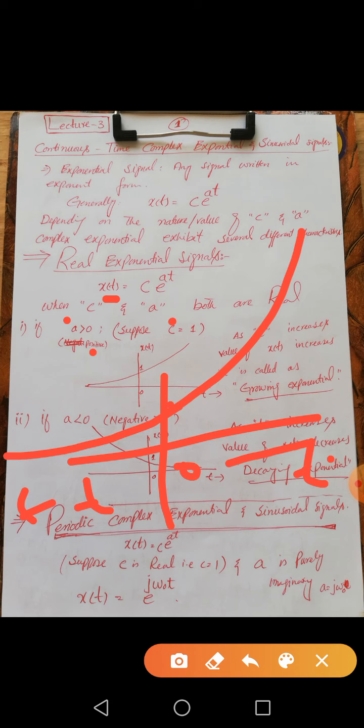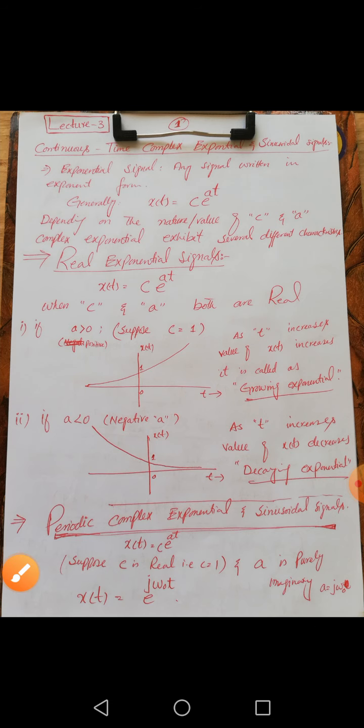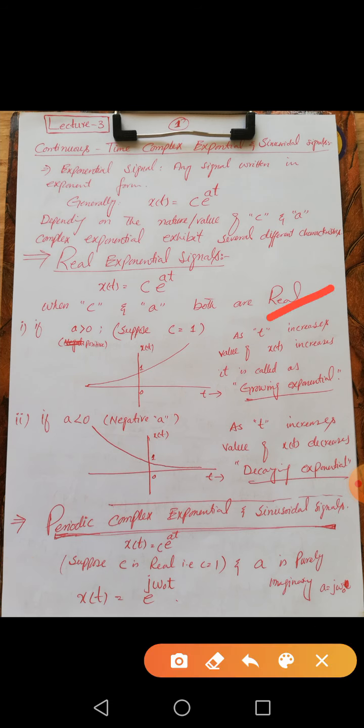So for a real signal of this type, when a is greater than 0, or a is any positive number, like 0.25, 0.5, 0.3, 5, 30,000, any positive value, then as t increases the value of x of t increases. It is called a growing exponential. See over here, the x of t value is increasing.